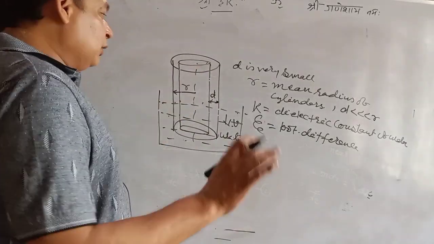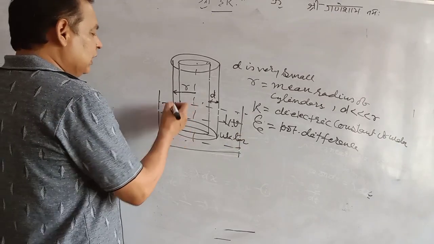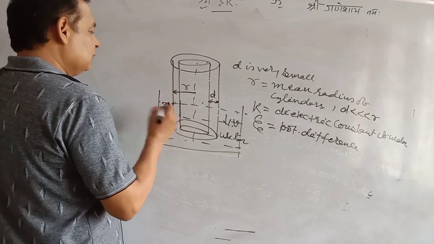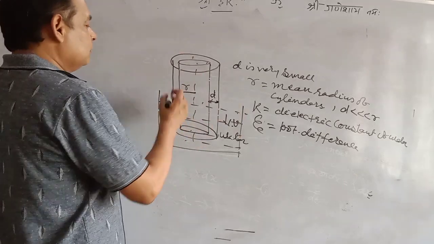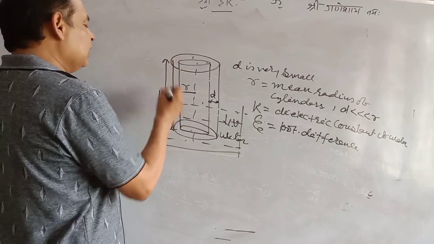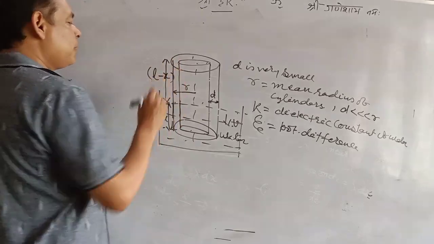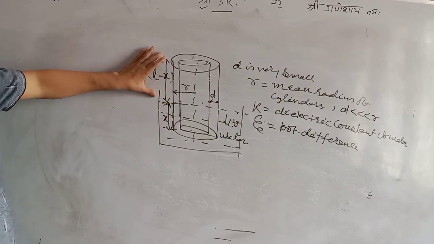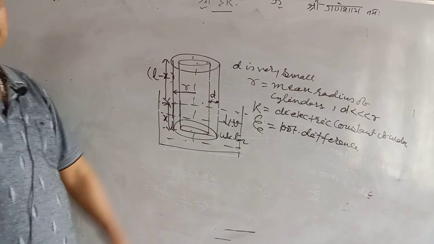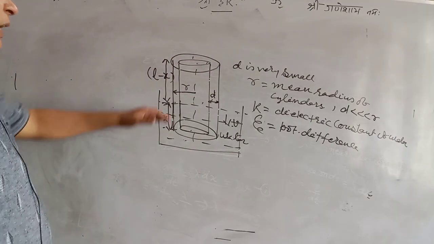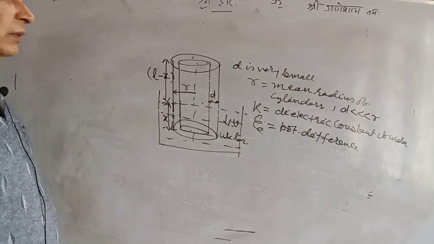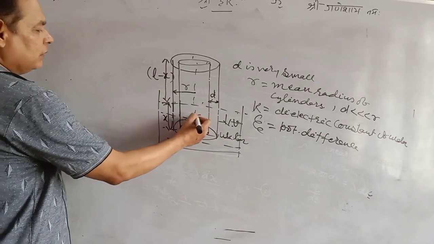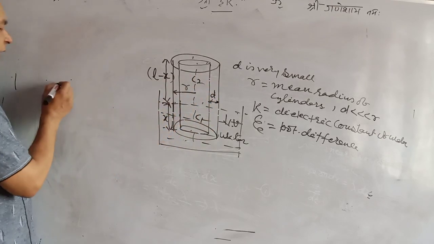At a particular instant, when x length of this conductor is inside the water, suppose the total length is L. So the length in air will be L minus x. If x is the length dipped inside the water, then L minus x will be the length above the water, that is in air. Then what will be the capacitance at this situation? Suppose inside is C1, outside is C2.